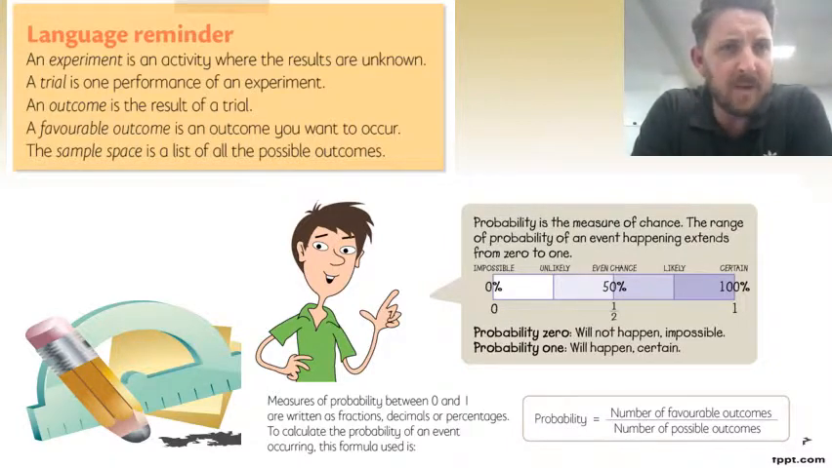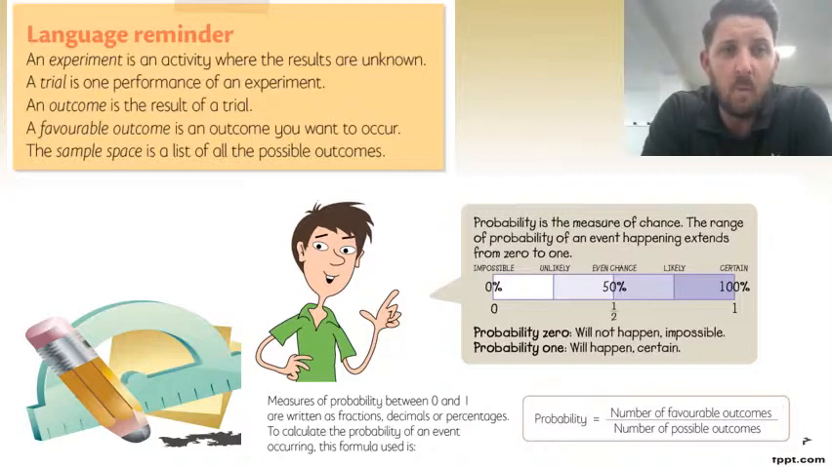Okay boys, before we get started, it's really important we understand some of the language that we're going to use during this lesson. The first one is the word experiment, which is the activity of the unknown results that we're going to find out. So it's the same as saying that we're going to flip a coin, or take a card out of a deck, or pick a coin out of a bag.